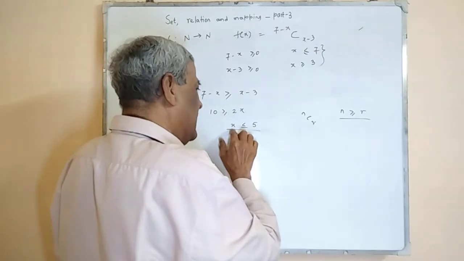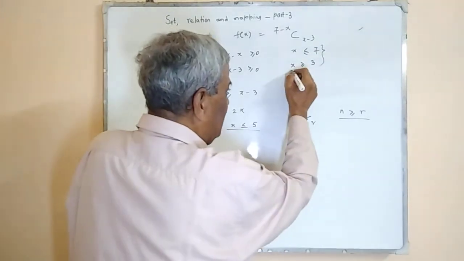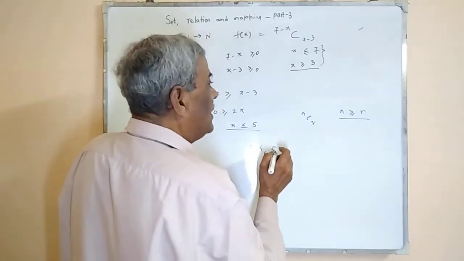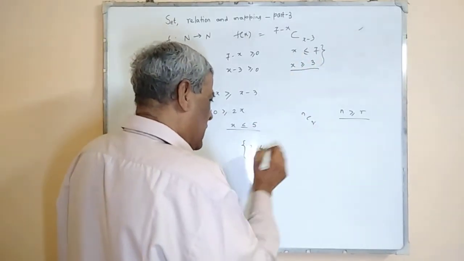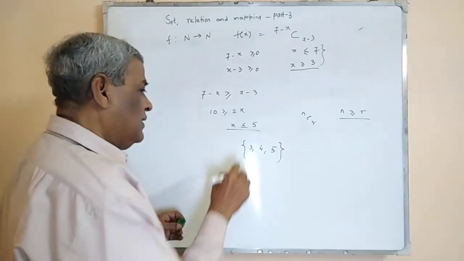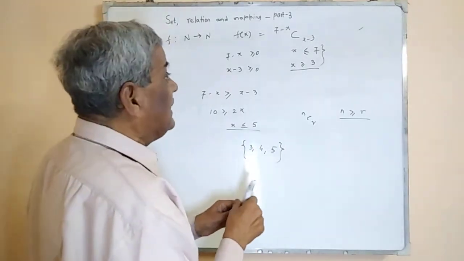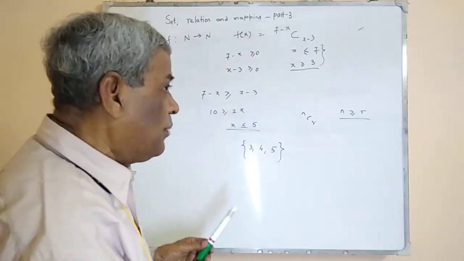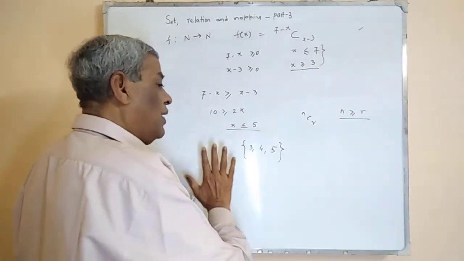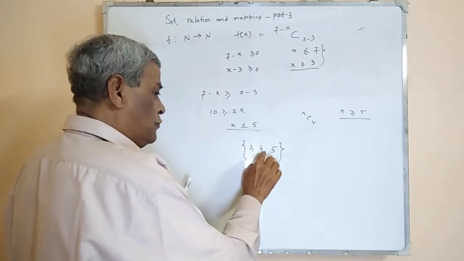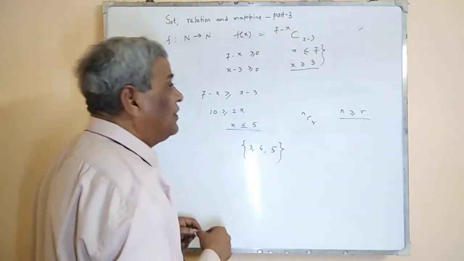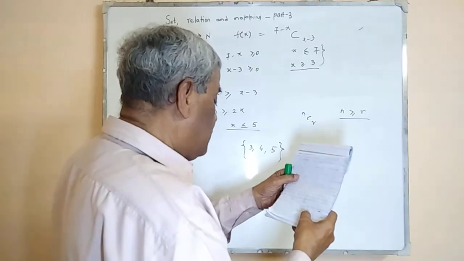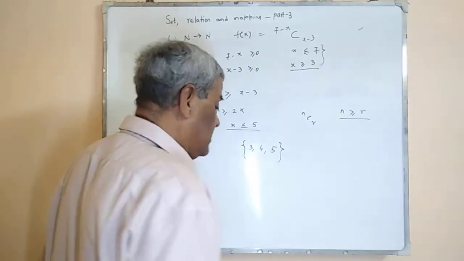So 5 and 7 together give x less than or equal to 5, and this. So the result is 3, 4, 5. So values of x can lie between 3, 4 and 5. And mind that x are members of N, the set of natural numbers. Only natural numbers are allowed. Therefore, the correct answer is 3, 4, 5. Oh, the options I have forgotten. So this option, I think it is there. Option B, 3, 4, 5 is our correct answer.